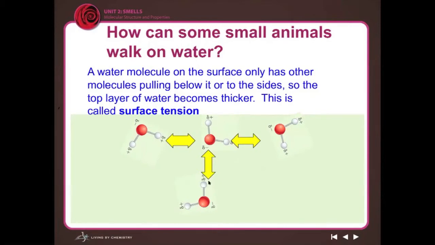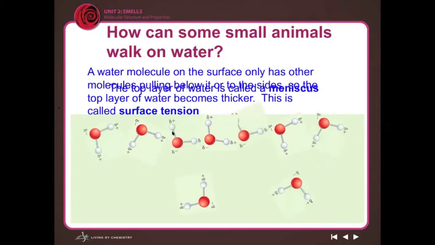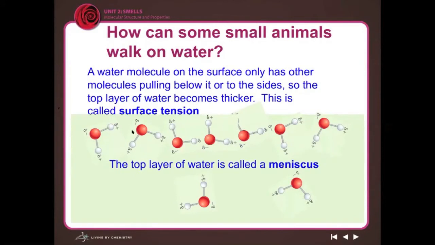So what happens? These top molecules get pulled down. As they get pulled down, that top surface actually gets thicker. And this top layer of water is called the meniscus. And when you look in a graduated cylinder or a test tube, you'll see that extra thick layer of water on top. That's the meniscus. Since this is actually denser than water, if something is light enough not to break through that, this dense layer will support that object.